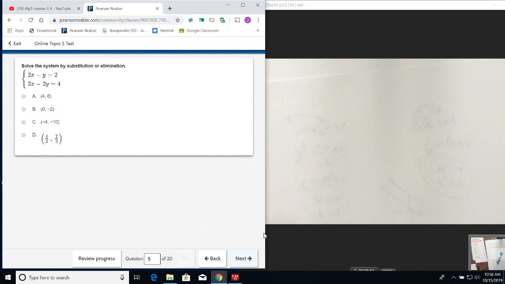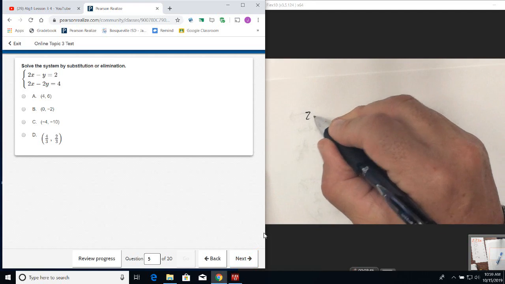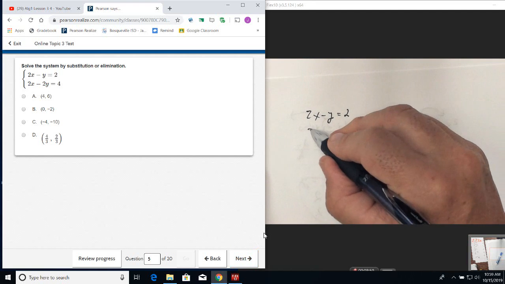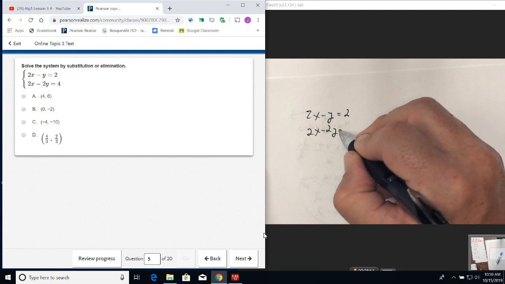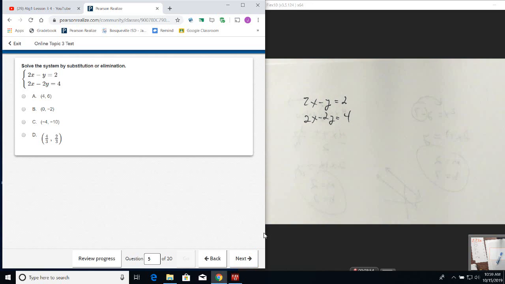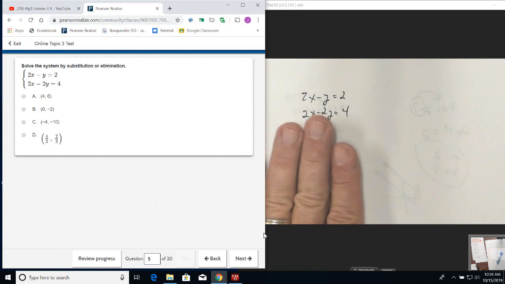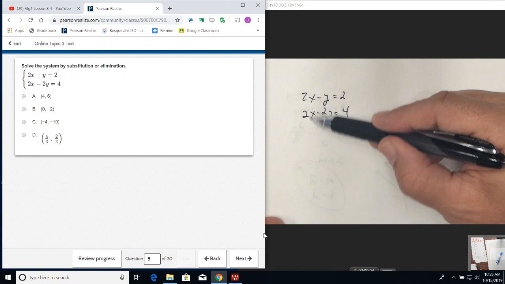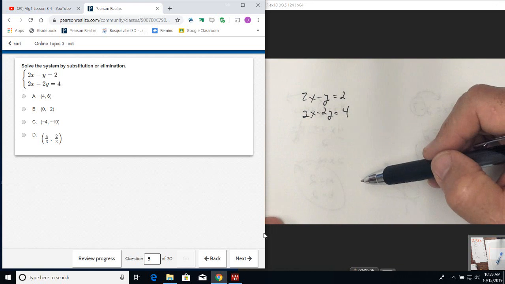Solve the system by substitution or elimination. Okay, so here's my first equation. It's 2x minus y is equal to 2. The next one is 2x minus 2y is equal to 4. If I'm solving this with pencil and paper, okay, which is the only way I'm going to show you on this review, okay, I'm going to use elimination. Here's why. It's in standard form. See how my x's and my y's are lined up?